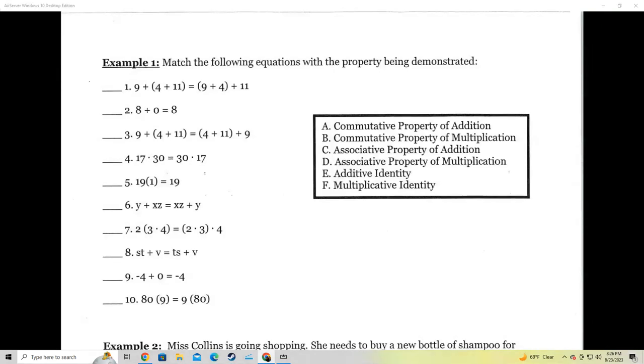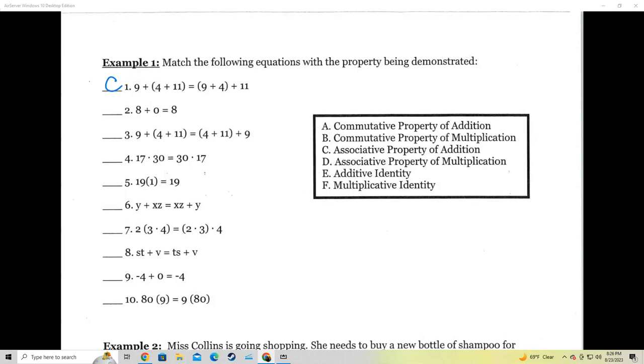So then what's different about these ones? Well, the parentheses is the thing that changed. It was on the right, now it's on the left. That's definitely associative property. And since we're adding, then that's got to be associative property of addition. Number 1 must be letter C.